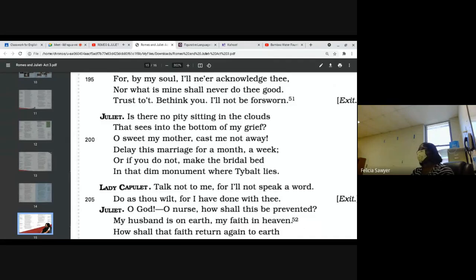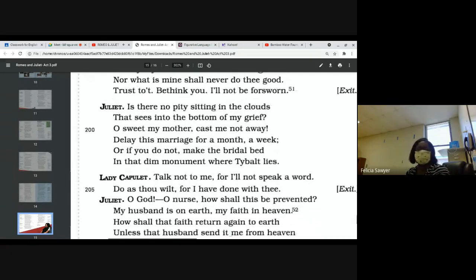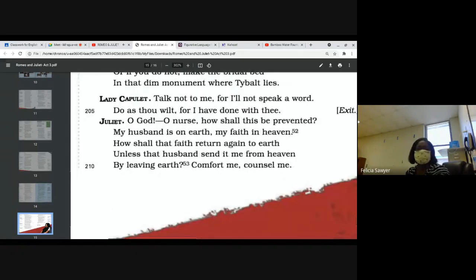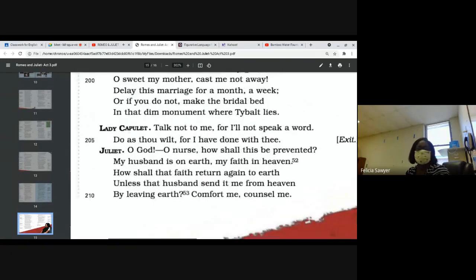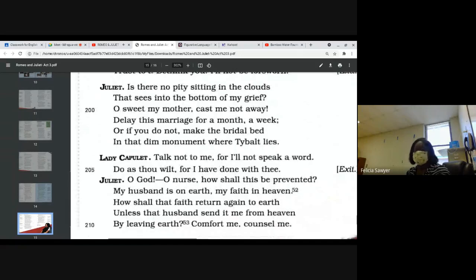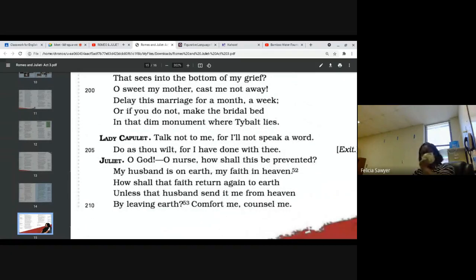Exit. Is there no pity sitting in the clouds that sees into the bottom of my grief? Oh, sweet my mother, cast me not away. Delay this marriage for a month, a week, or if you do not, make the bridal bed in that dim monument where Tybalt lies. Talk not to me, for I'll not speak a word. Do as thou wilt, for I have done with thee. Exit. Oh God! Oh nurse, how shall this be prevented?